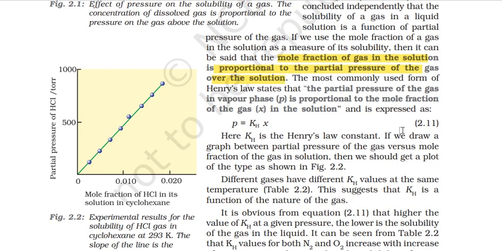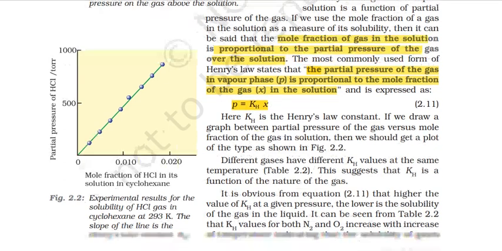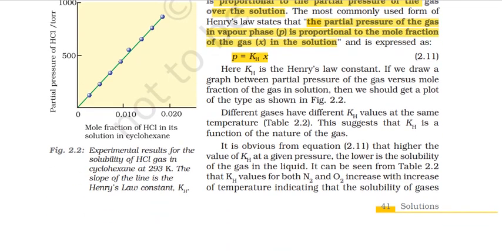Now the most common form of this is, again, the same thing in a different form: the partial pressure of the gas in vapor phase is proportional to the mole fraction of the gas. Aur ye baad mein proportionality constant aa gaya jisko Henry's constant bolte hain, which is inversely proportional to the solubility. Here KH is the Henry's constant.